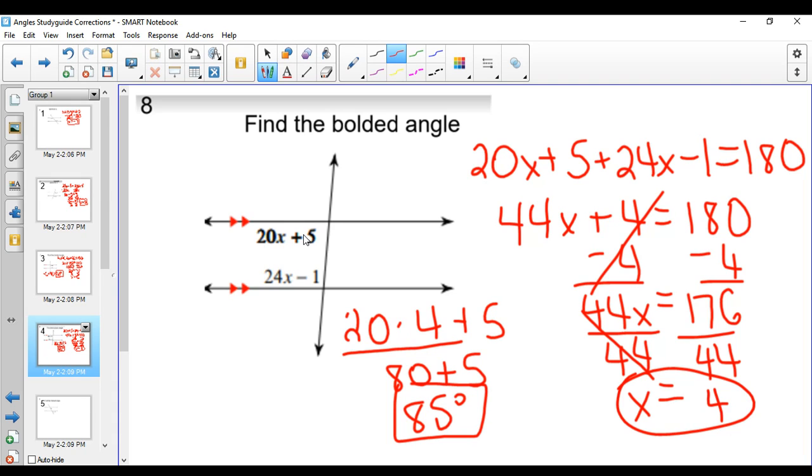Also, you want to logically look at your answers and check and see, does the size of your answer seem reasonable? Well, it looks like this angle is just a little less than a right angle, so an answer of 85 degrees makes sense.